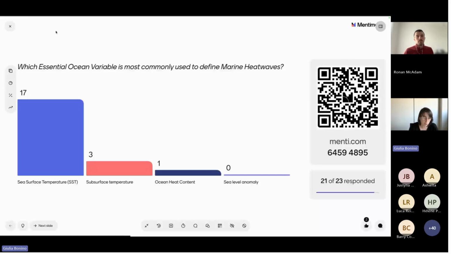That's the point. We have the satellite data on a grid. They are quite accessible, so we can compute marine heatwaves. For the subsurface temperature, we have data, but we usually, most commonly, use reanalysis. And then, of course, also for ocean heat content, we have to rely on models.